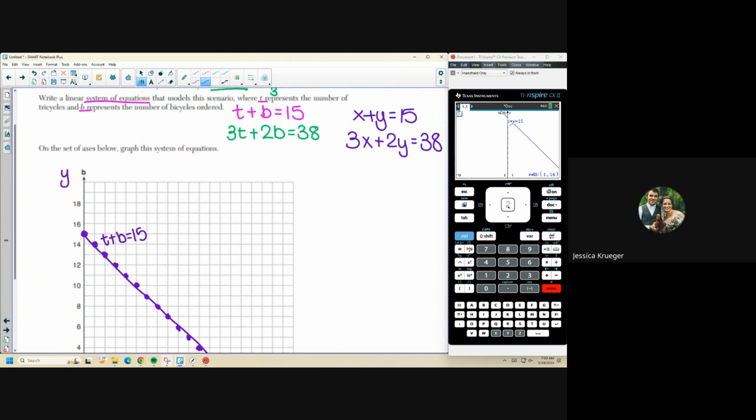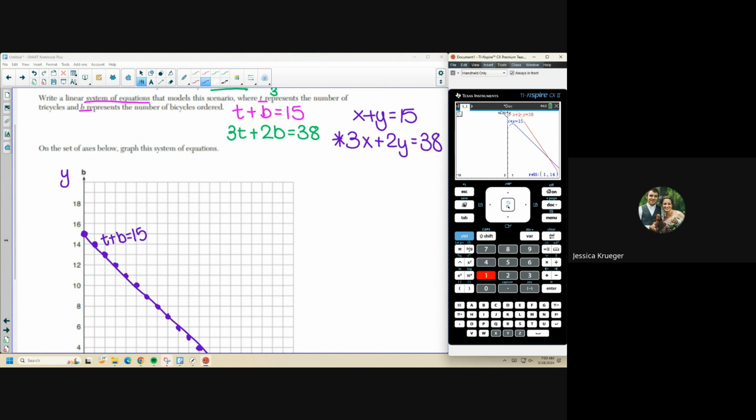My second equation is right here. I'm going to click tab and type in my second equation, 3x plus 2y equals 38. And now I see that second line. I'll go menu, trace, graph trace.